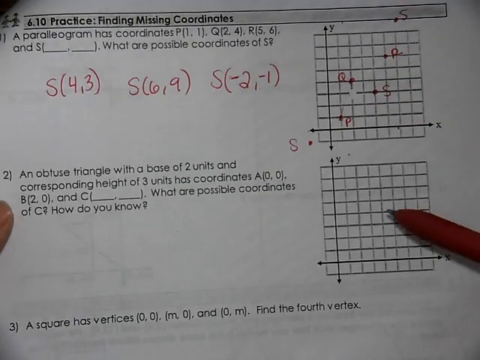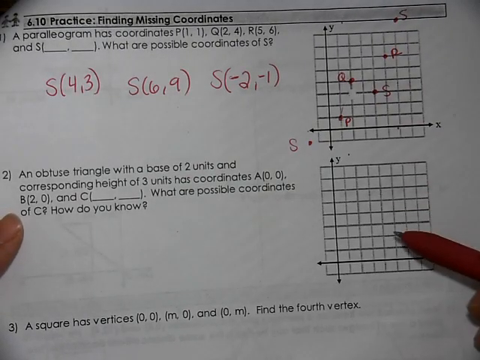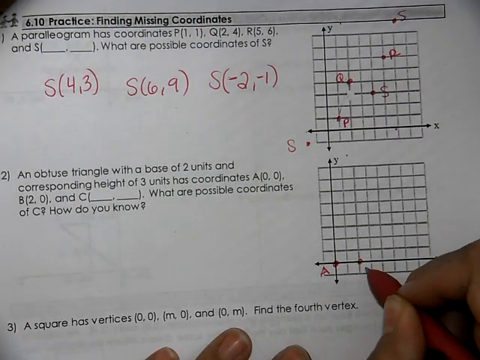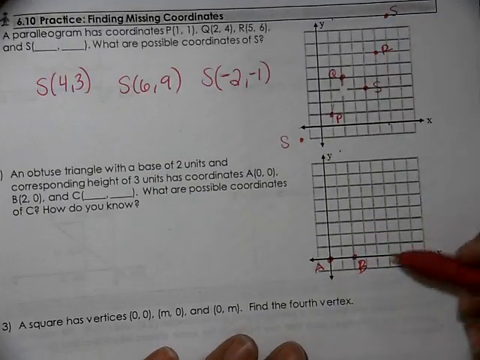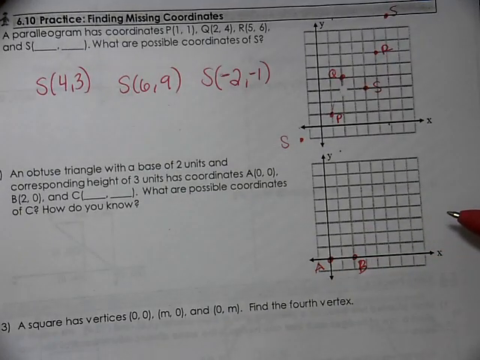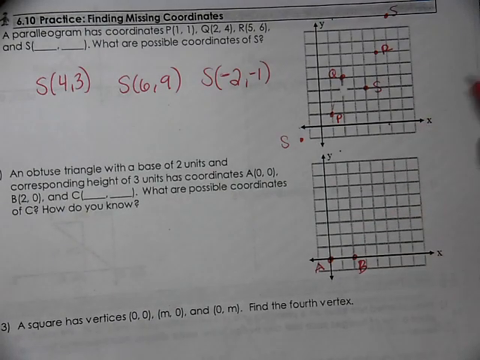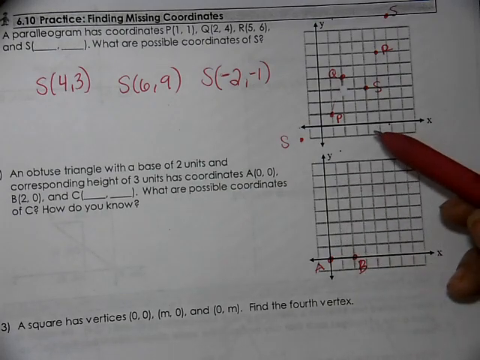All right, then it says an obtuse triangle with a base of 2 units and a corresponding height of 3 units has the following coordinates. Let's go ahead and plot them. A is 0, 0, B is 2, 0, and C, we need to find what that is. Again, there's a lot of answers that are possible for this obtuse triangle. We just have to think through how you're going to show which angle is obtuse to help you figure that out, because we need to find where C is going to be.